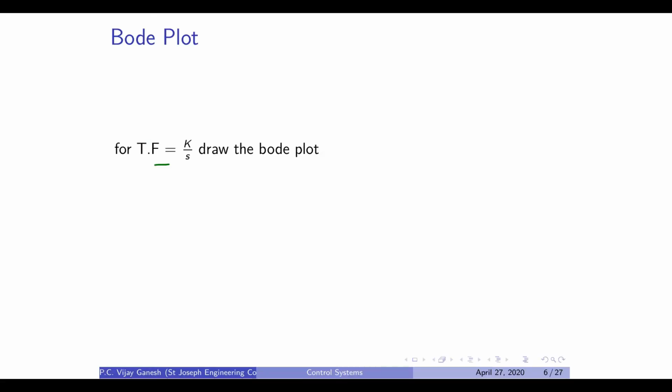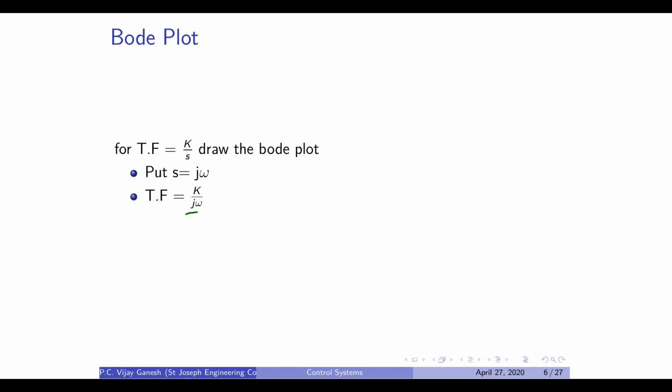Today we will see how to draw the Bode plot for the transfer function K by s, where K is a constant and can have any value, and s is in the denominator. If you take the Laplace transform for the integral, we will get the equation in terms of 1 by s. So we are going to solve in terms of an integral plot.